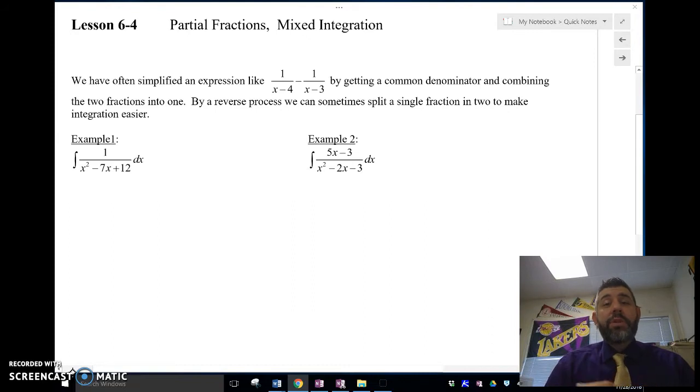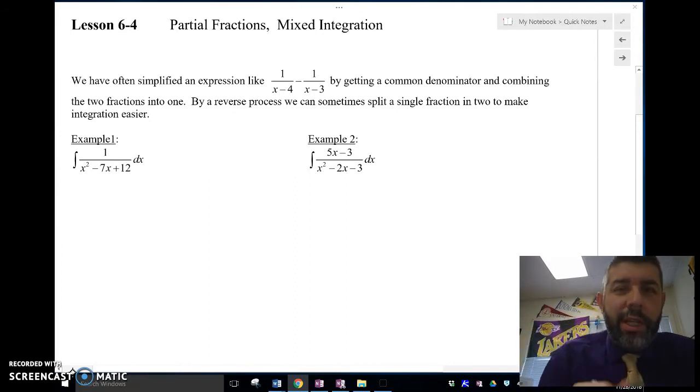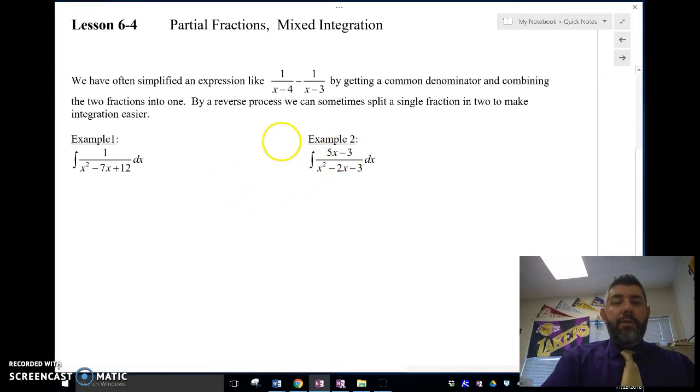Basically, again, what we're doing is we're splitting apart the fraction into two separate fractions. And one of the things you're going to look at is non-repeated linear factors in the denominator. For BC Calc, that's really all you're going to need to worry about. Let's take a look at the first example here.